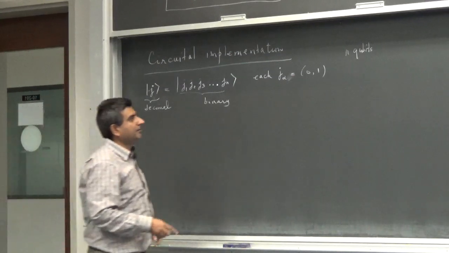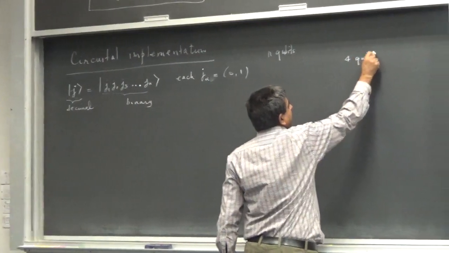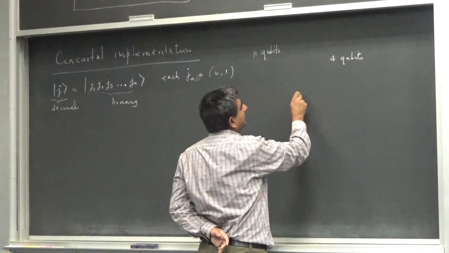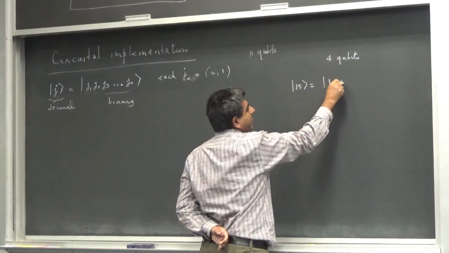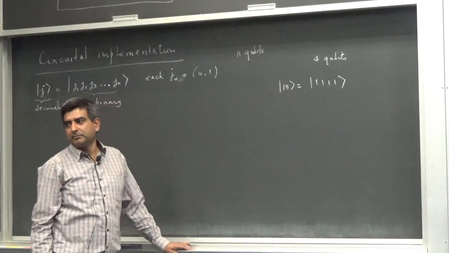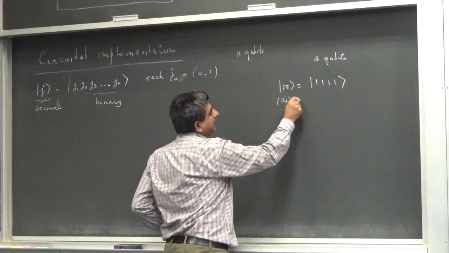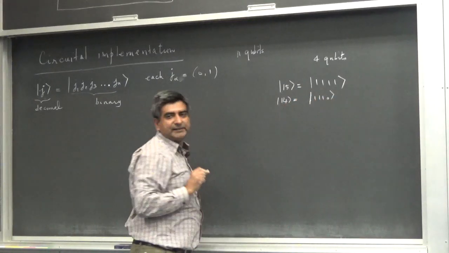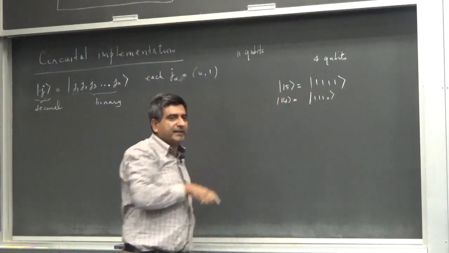For example, suppose I have 4 qubits. With 4 qubits, ket 15 is this thing. Ket 14, and so on. So I can take a binary representation and put this in decimal form.